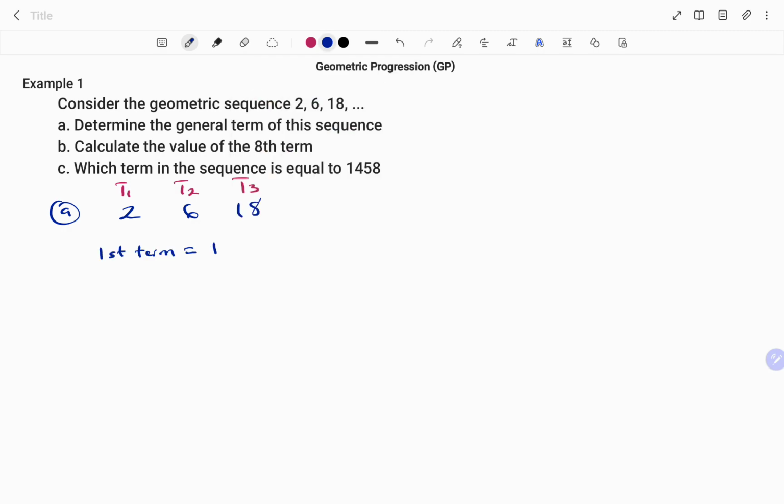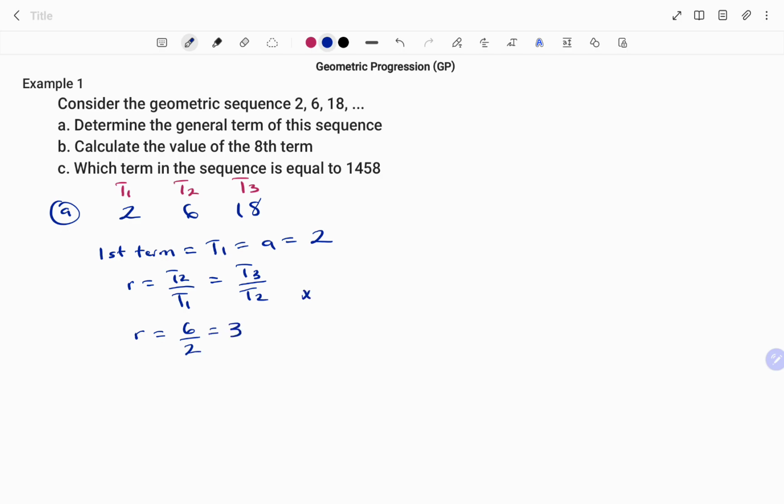So my first term equals my T1, which is equal to A, and that is 2. To find my common ratio, my R equals T2 over T1. I'm also going to get the same value if I have T3 over the previous term, which is my T2. For this example, my R equals T2 over T1. That's 6 over 2, and that is 3.